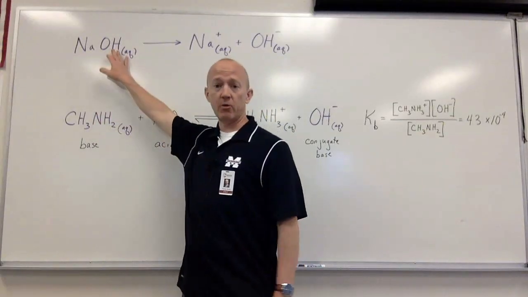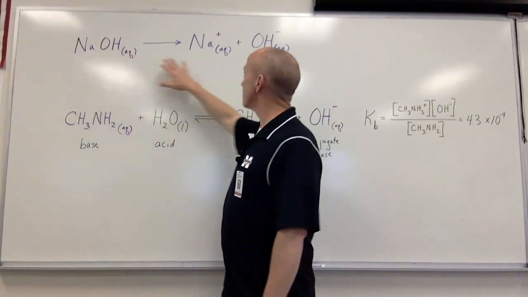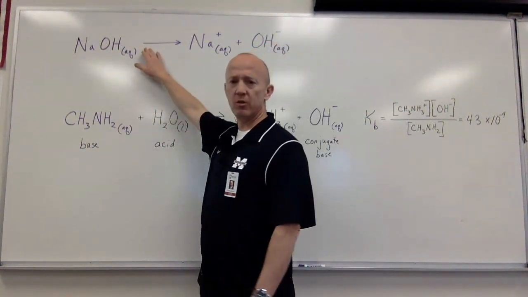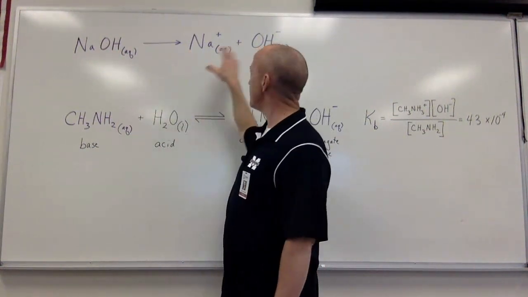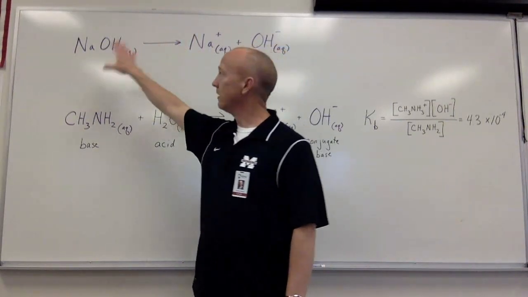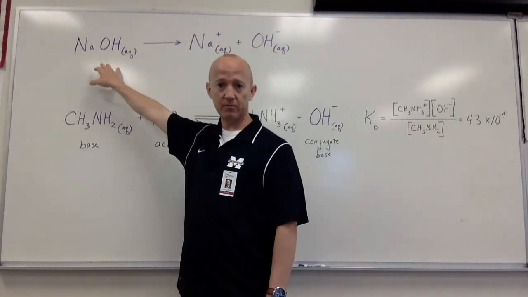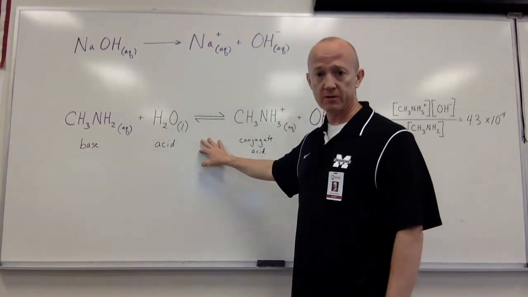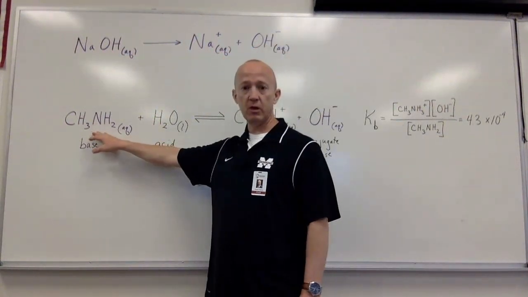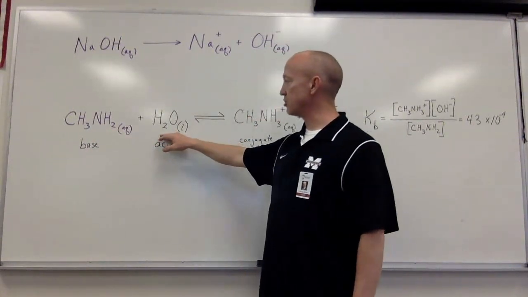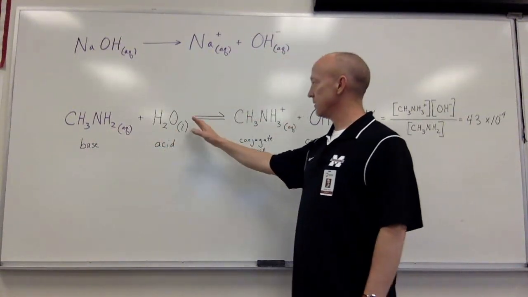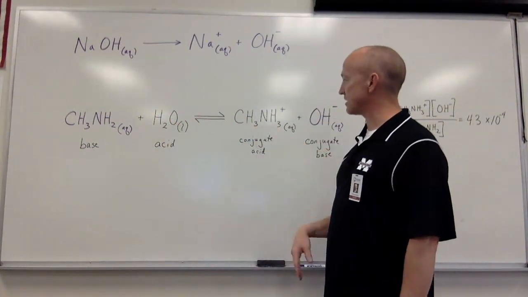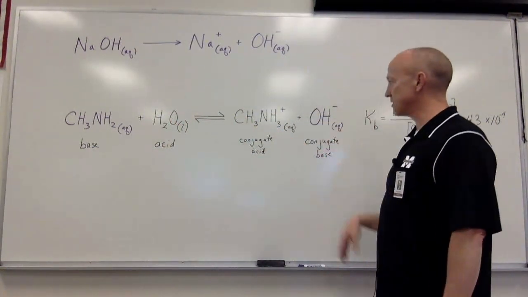Strong bases like NaOH, sodium hydroxide, dissociate completely in water. Because of that, we only show the arrow pointing to the right. Basically, we have all products here and no reactants left over. Very high Kb. Here is an example of a weak base. This is methylamine, a weak base. It reacts with H2O, and it has a two-way reaction, doesn't it? We can see that the conjugate acid is here, the conjugate base is here.